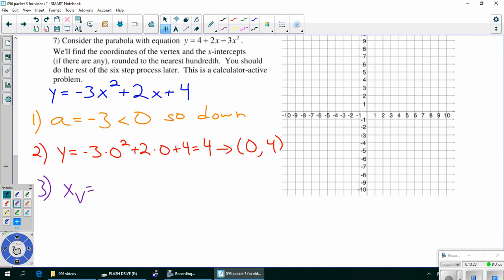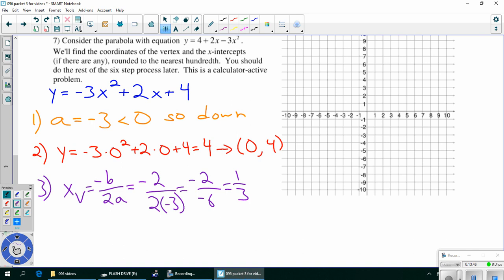And we just use our spiffy new formula, x sub v equals negative b over 2a. Negative b, okay, so that's a negative, and then b is 2 up there. And then divided by 2 times a, which is -3. And so we get negative 2 over -6, which reduces to 1/3. Okay, so that is the x coordinate of the vertex, 1/3.